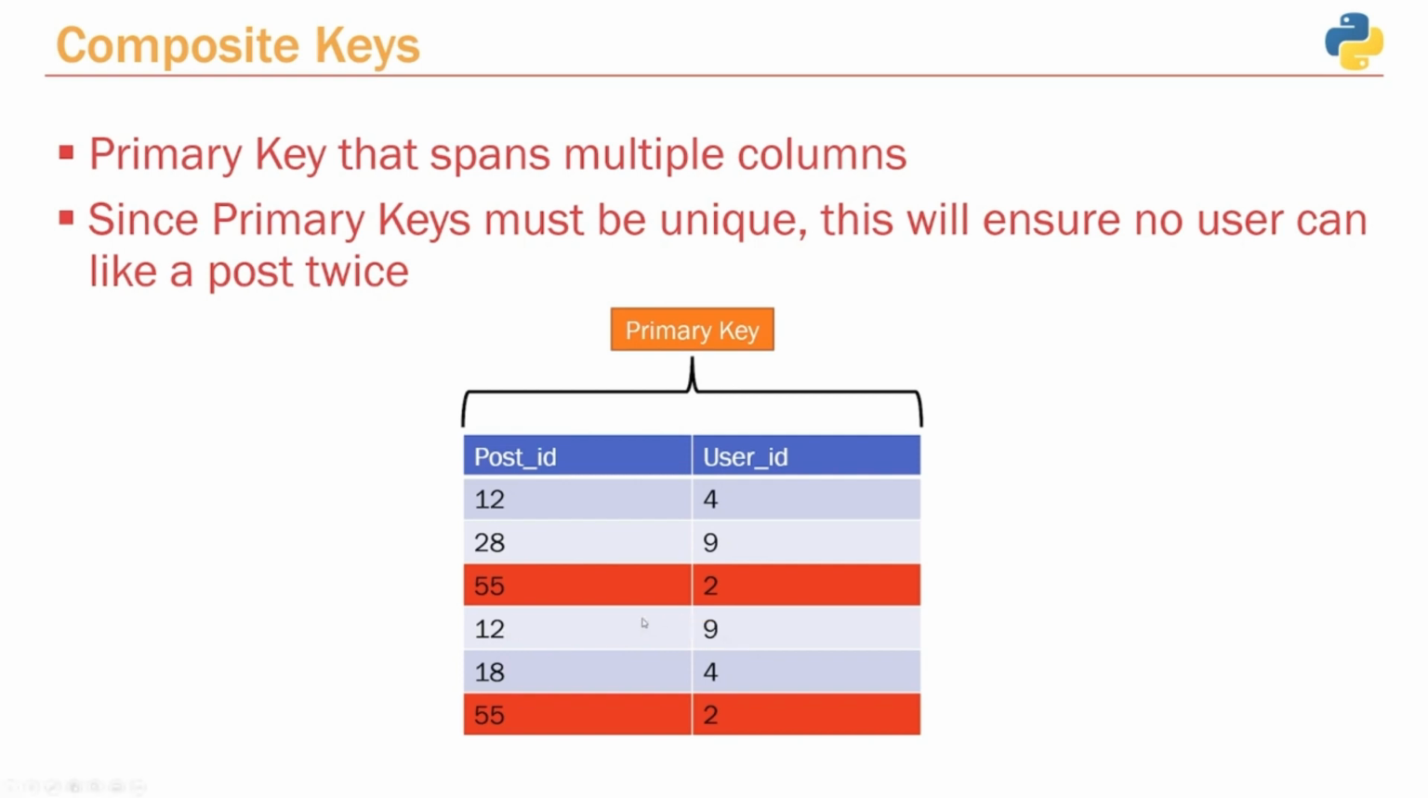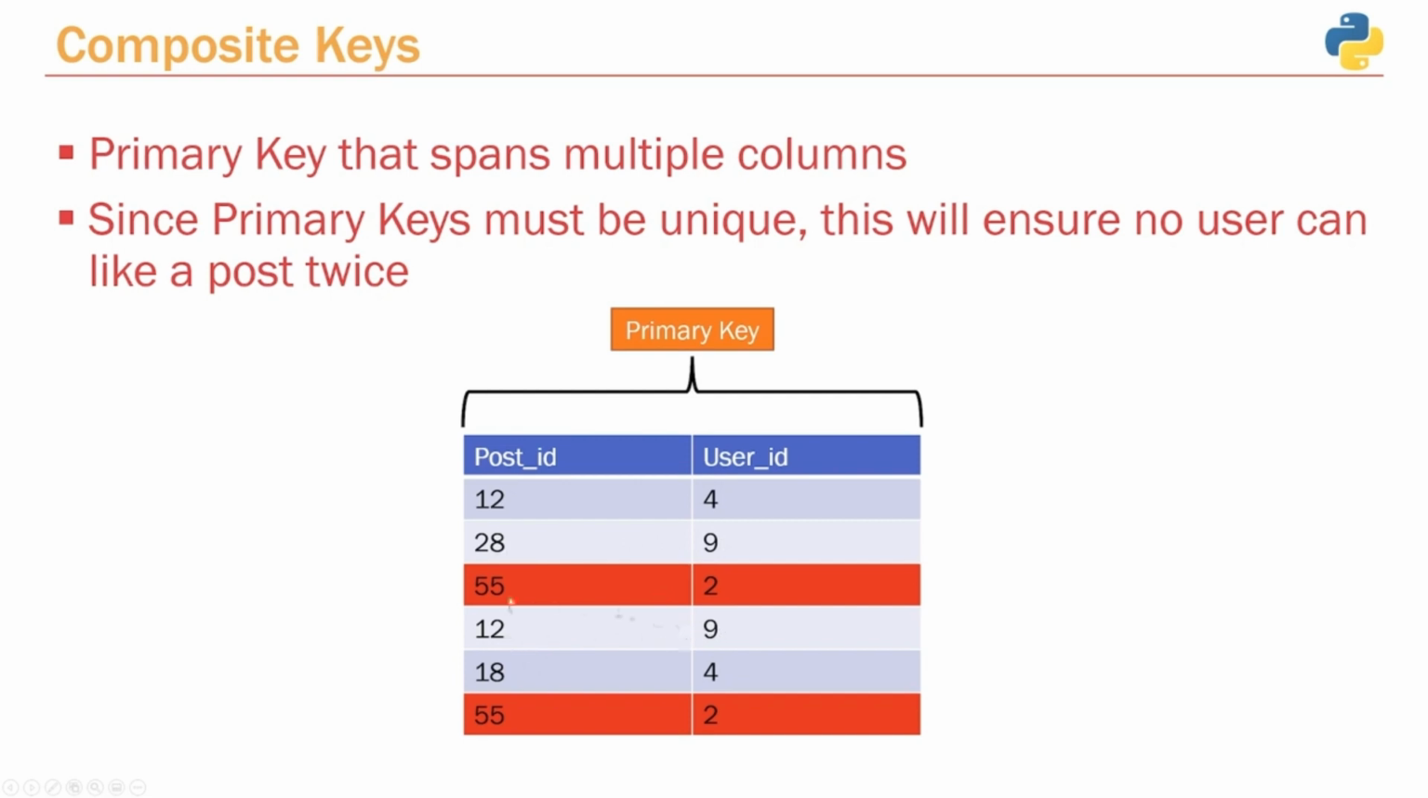And the same thing goes in the other direction. The user 9 can like post 28, and he can also like post 12. And so once again, we can uniquely identify either one of these rows because we can say, hey, post 28 with the user ID, that's a unique combination, and a post ID of 12 with a user ID of 9, once again, a unique combination.